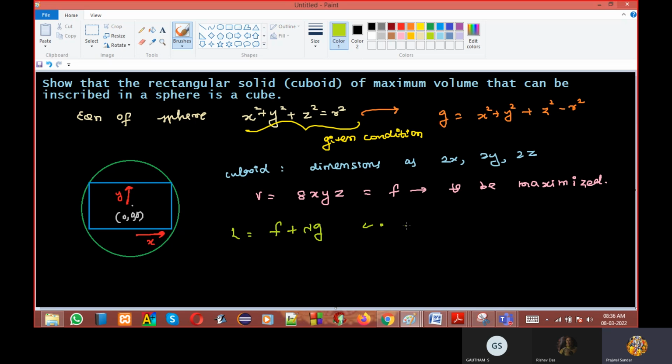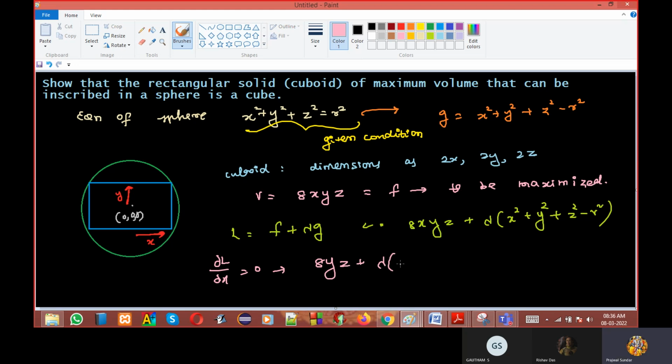What is L? L will be 8xyz plus lambda into (x squared plus y squared plus z squared minus r squared). Differentiate: you will get dou L by dou x equal to 0, so 8yz plus lambda into 2x equal to 0, correct? So from this you will get 4yz plus lambda x equal to 0.